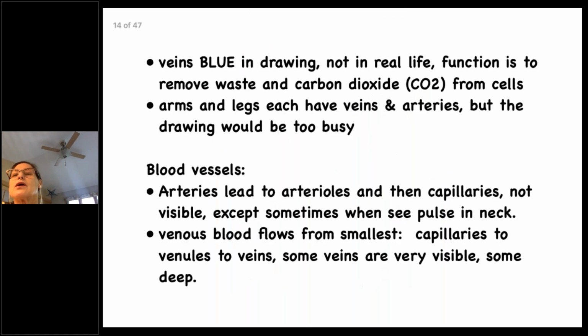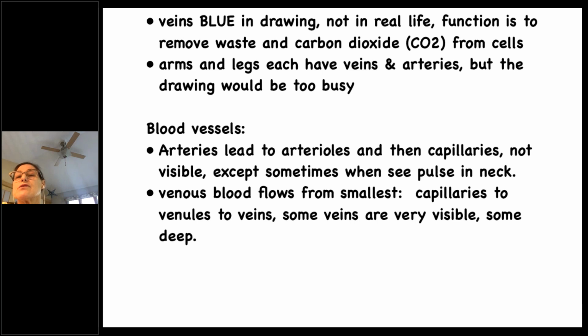Okay, so arteries lead to arterioles, which are small arteries, and then to capillaries. Now, you can't really see arteries, except sometimes you can see a pulse in the neck, and you can feel your pulse in the neck, in your wrist, and in your groin. Veins, some veins are really visible and some are very deep. The blood flows from the smallest, which is the capillaries, then to the venules, which are tiny veins, and then to regular veins.